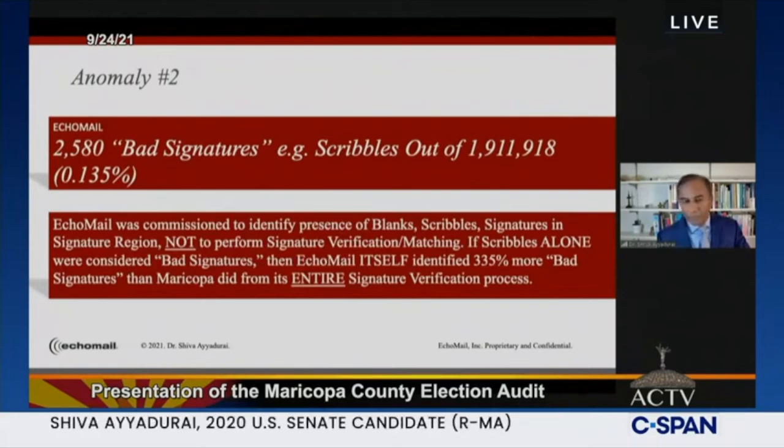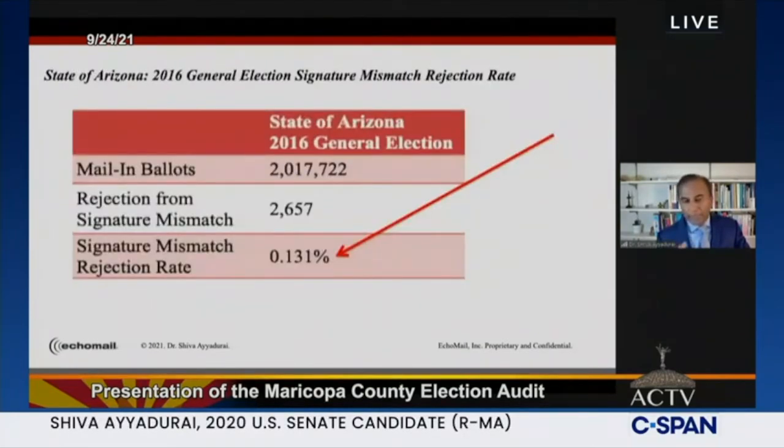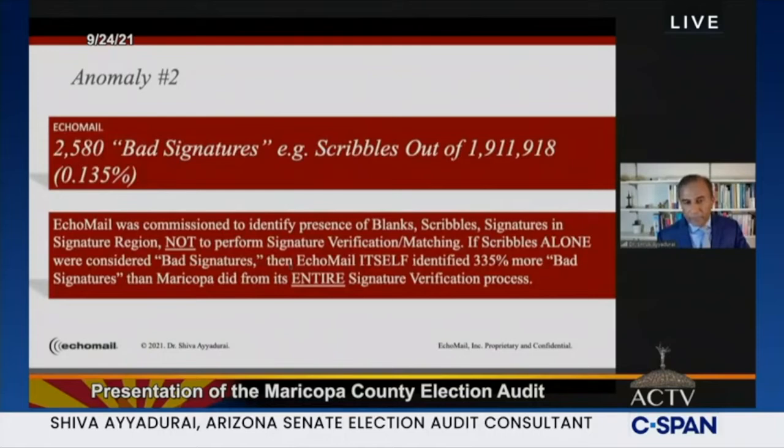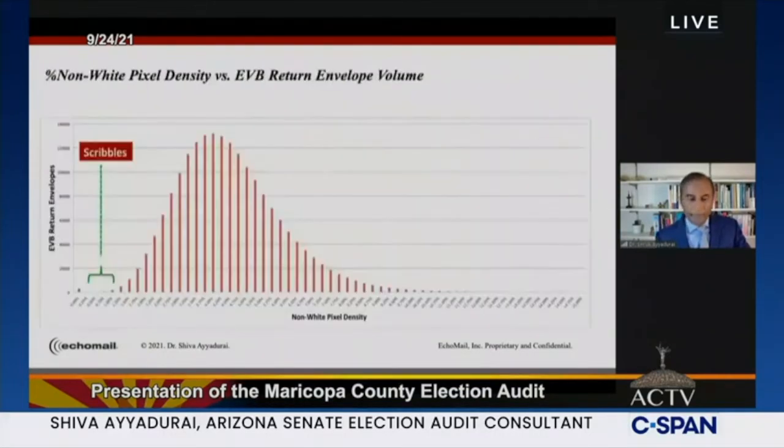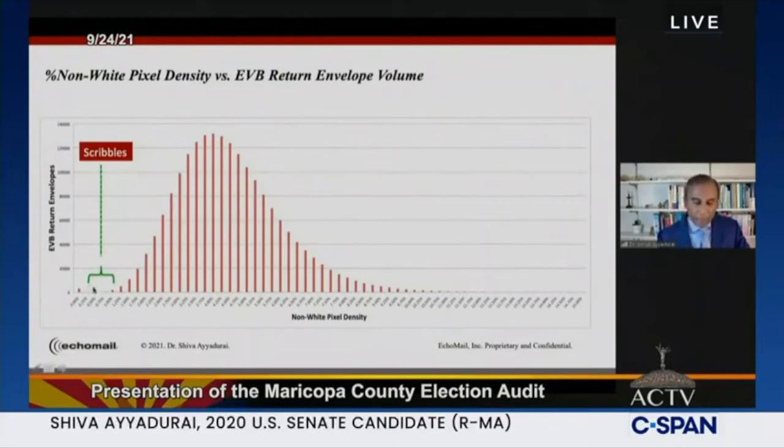Okay, very important point here. And by the way, if we look back at the state of Arizona 2016 general election, out of the 2 million ballots that came in, they had a signature mismatch rate of 0.13%, close to what we would have had if we just included those scribbles. All right. Again, just to restate, the scribbles are a very, very low threshold. We were not asked to do signature verification. Again, anything between 0.1 to 1% pixel density.